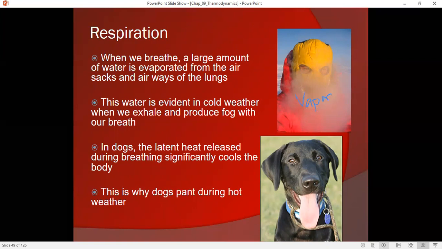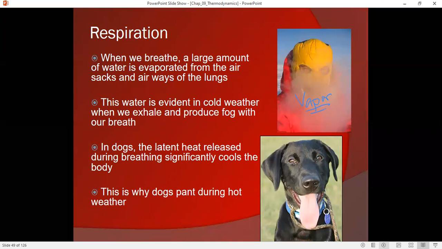If it's very cold out, that's not water vapor that we see. That cloud-like material is, again, what we call an aerosol. It's water that is turning back into droplets, and that's why we can see it. But that water vapor, which evaporates in our lungs, takes with it quite a bit of latent heat. So when we breathe, we're actually cooling our bodies.